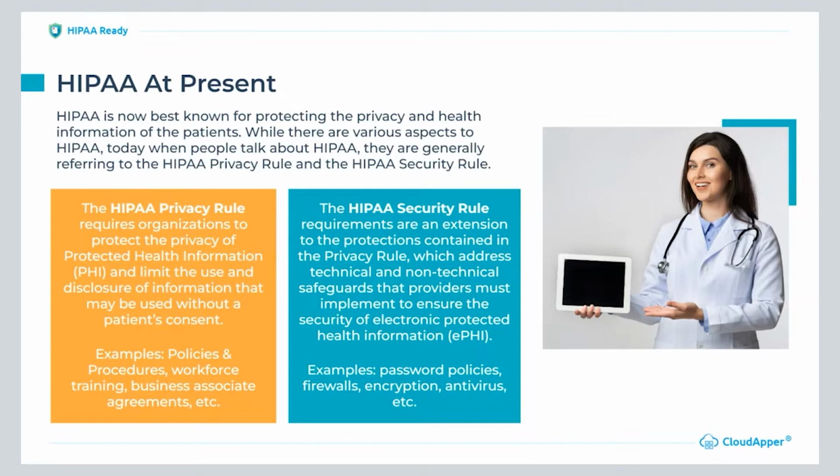The HIPAA Security Rule requirements are an extension to the protections contained in the Privacy Rule, which address non-technical and technical safeguards that providers must implement to ensure the security of electronic health information. The examples can be password policies, firewalls, encryptions, and antiviruses.